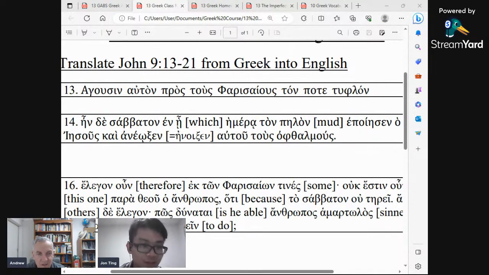Okay, 14. Just read it out first in Greek. En de sabbaton en hemera... ton pelon epoiesen ho Iesous kai aneoxen autou tous ophthalmous. There's an equal sign. What's that? Yeah, don't worry about that. I'll explain that soon. Ophthalmous. Good.